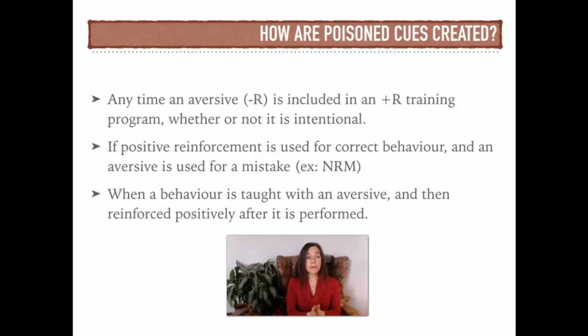Okay. There are 3 ways that we end up with poison cues. The first one is anytime we use an aversive while using a positive reinforcement training program, whether or not it's intentional. So typically it's unintentional. If we are positive reinforcement-based trainers, we will be doing our best to just reinforce using our reinforcers and not use any aversives intentionally, but we still do it by accident. And we may not even be aware of it a lot of the time.